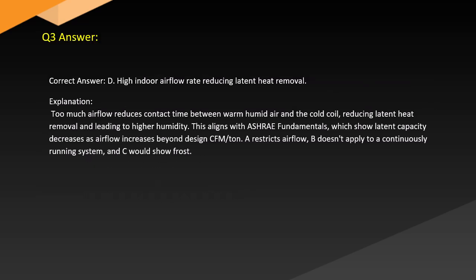Answer. Correct answer: D. High indoor airflow rate reducing latent heat removal. Explanation. Too much airflow reduces contact time between warm humid air and the cold coil, reducing latent heat removal and leading to higher humidity. This aligns with ASHRAE fundamentals, which show latent capacity decreases as airflow increases beyond design CFM per ton. A restricts airflow. B doesn't apply to a continuously running system, and C would not apply.